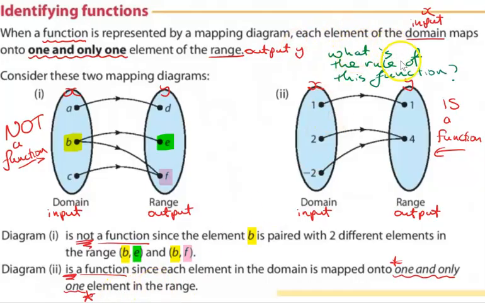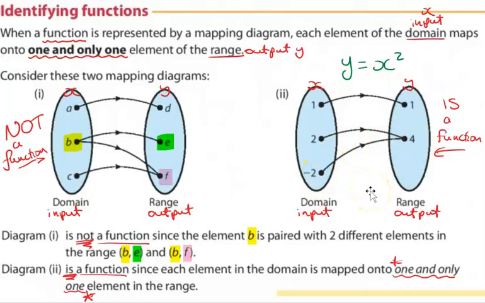So what is the rule of this function? So let's have a look. 1 maps to 1, 2 maps to 4, and minus 2 also maps to 4. So this function is y is equal to x squared. So the rule for this function is x squared. So 1 squared is 1, 2 squared is 4, and minus 2 squared is 4.